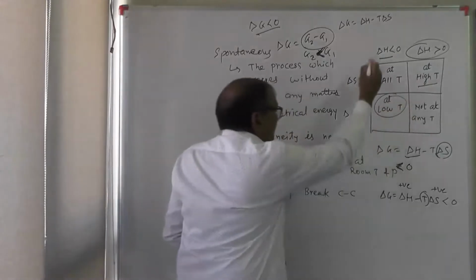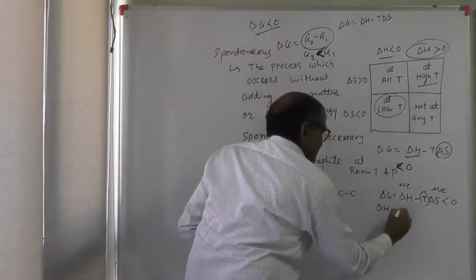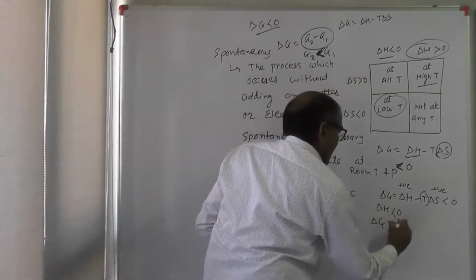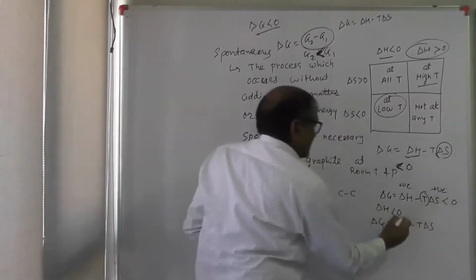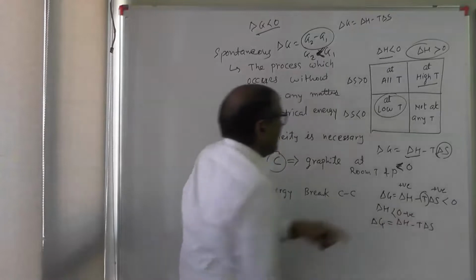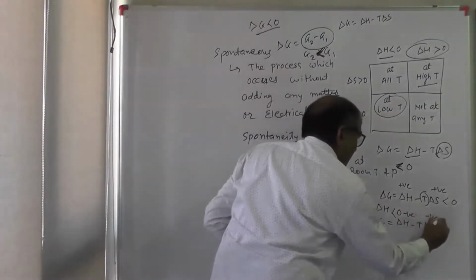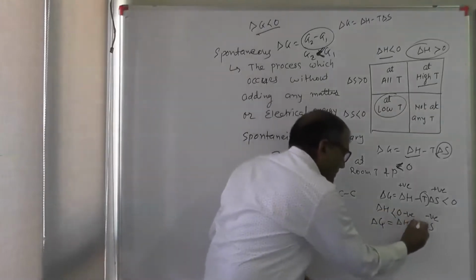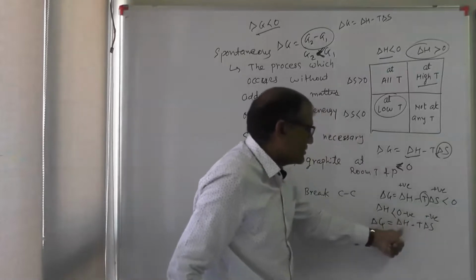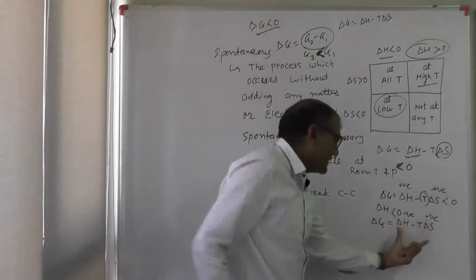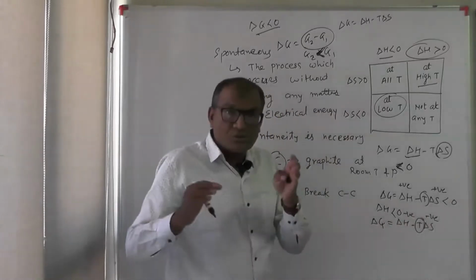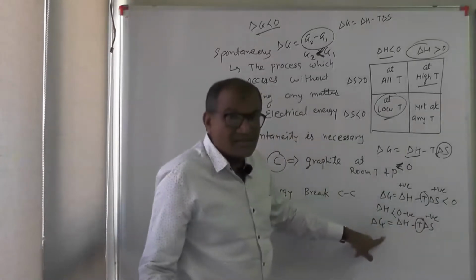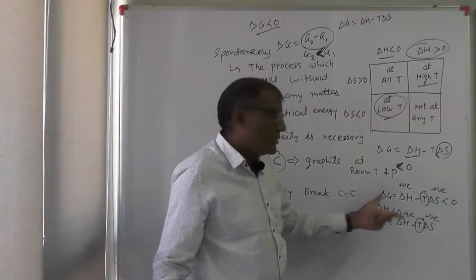In this case, delta H is less than 0, delta G equals delta H, that is less than 0, minus T delta S, and delta S is also negative. These both are negative, so this term would actually be positive, if you remember this minus sign. So this would be positive and this would be negative. To make it negative, the value of temperature should be low. So at low temperature, the ultimate answer of delta G will be negative.